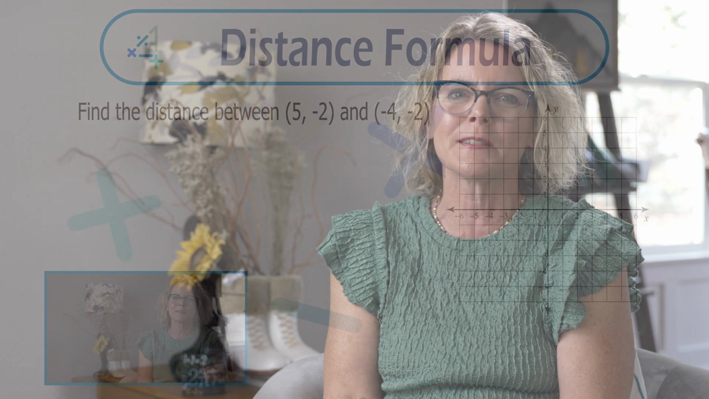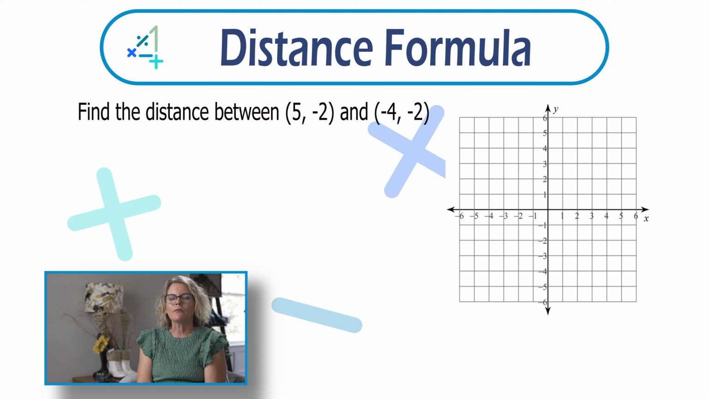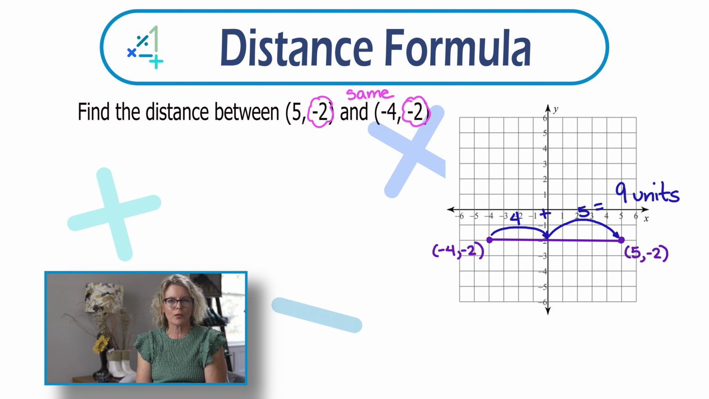First, we'll do a quick review of finding the distance between two horizontal or vertical points. Find the distance between 5, -2 and -4, -2. We'll plot them on this coordinate graph, over 5, down 2, and back 4, down 2. To find the length of this nice flat line, I can count how many squares, 4, then 5, for a length of 9 units.